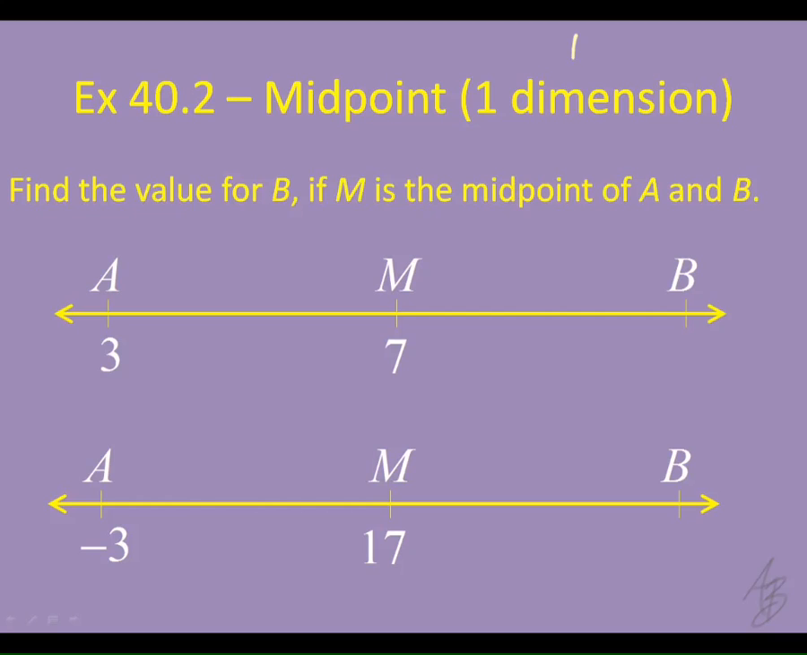Wait, use the divided by 2? Let me write the formula that I'm using up top here. So the midpoint is equal to the coordinate at point A plus the coordinate at point B divided by 2. Alright? So we're going to use that formula and plug in what we knew.